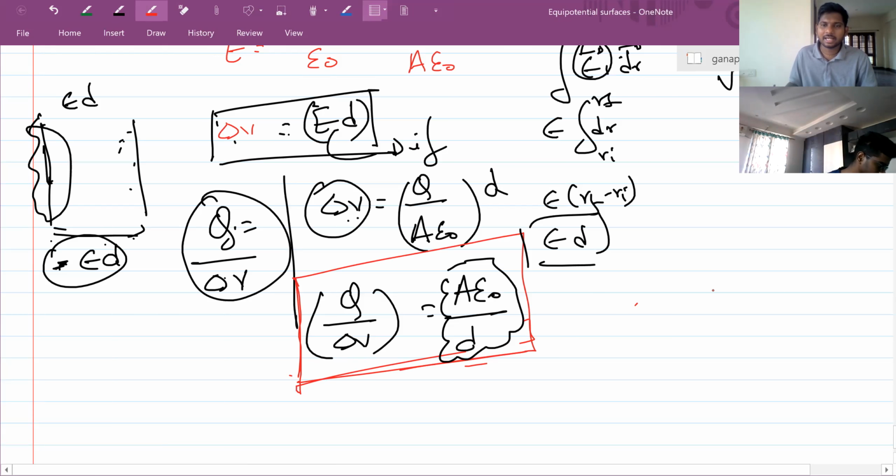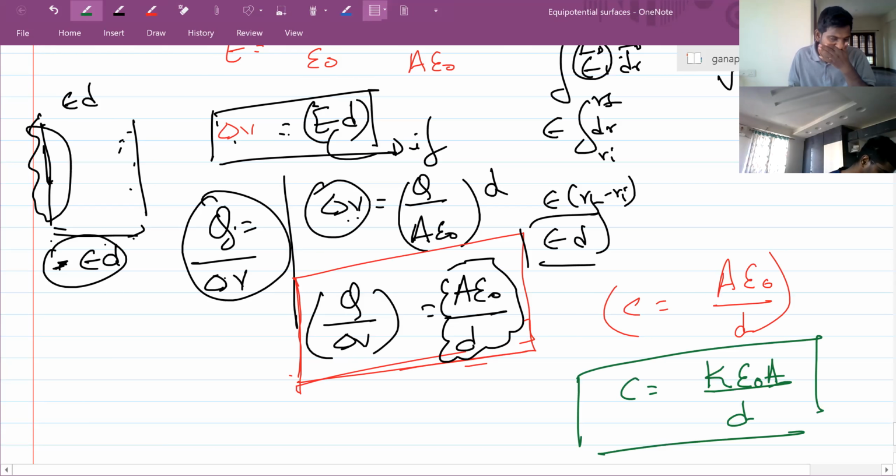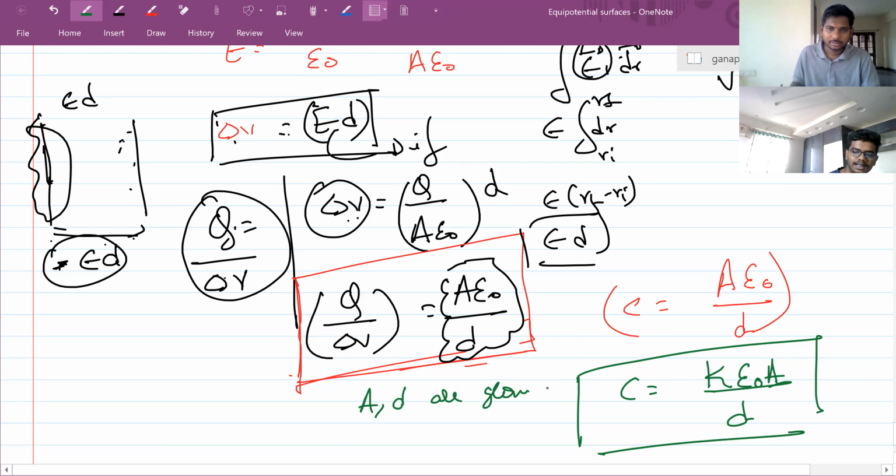This is the 5-star formula for your parallel plate capacitor. The capacitance will be A epsilon naught by D. But in case you introduce a dielectric medium in between them, that capacitance will become K epsilon naught A by D. The capacitance will increase. You see the formula, A and D are geometrical parameters. We can directly write epsilon, but I am trying to show it as K epsilon naught.